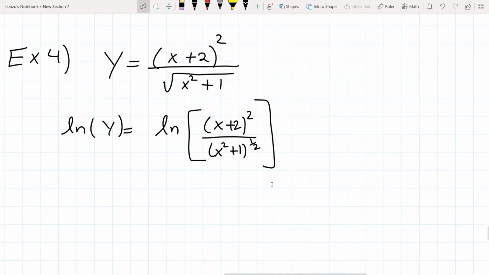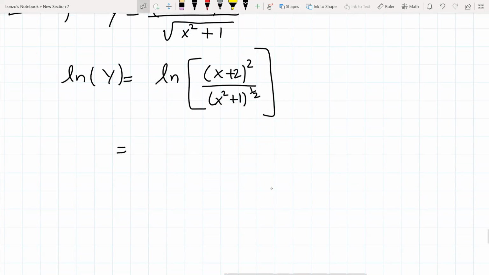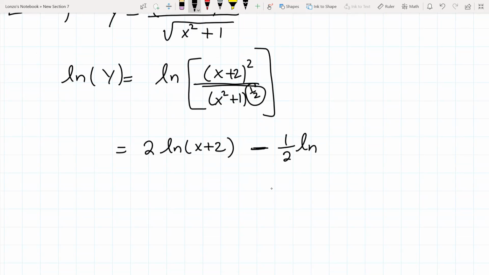And then just use your properties of logs. So on the right side, this would be 2 ln of x plus 2. And then you have a divide sign, so you're going to put a minus. And then you have a 1/2, so that's going to be 1/2 ln of x squared plus 1. And then over here you have ln of y.